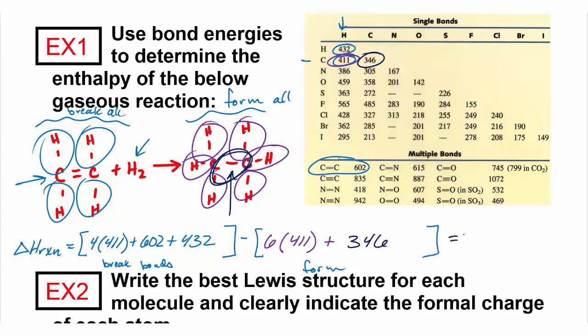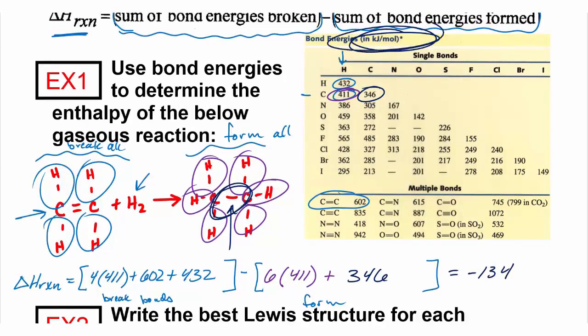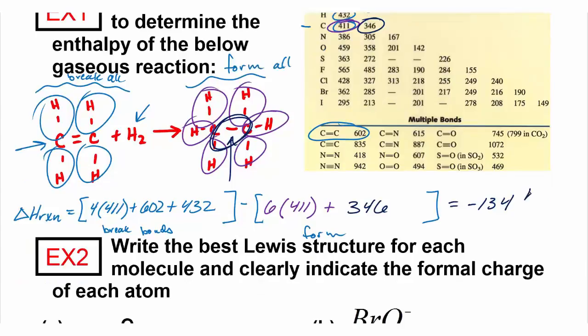So I would take 4 times 411 plus 602 plus 432. It equals, subtract out, parentheses, 6 times 411 plus 346, close parentheses. Get about a -134. And my units are kilojoules per mole. So it's kind of an easy way to get the enthalpy of a reaction, as long as you have the tables.